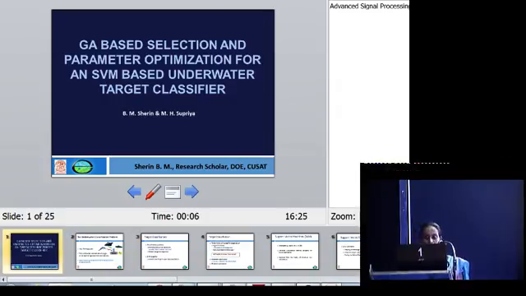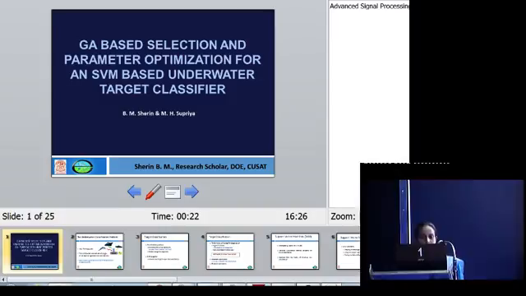Good afternoon. I'm here to give the presentation of the paper entitled Genetic Selection and Parameter Optimization for an SVM-based underwater classifier. Underwater classification is a very difficult and challenging task due to the variability and diverse noise in the ocean, and the hydrophones receive signals that are hidden in acoustic jargon, so it's very difficult to estimate them. So what we require is a reliable target classifier which has online information processing ability.